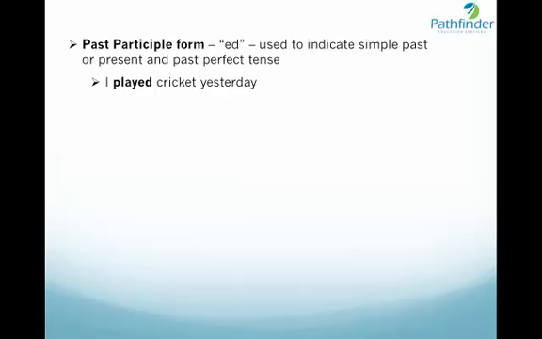And the third very common form of a verb is the past participle, or commonly known as the ed form of a verb. It is called ed form because to any base form, if we add the two letters ed, we get the past participle form. And it is used to indicate the simple past, or it is used to indicate the present or past perfect tense. So I played cricket yesterday. So here the base word play has been suffixed with the letters ed to get the form played. So these are three very common forms of verbs which we will encounter very often.